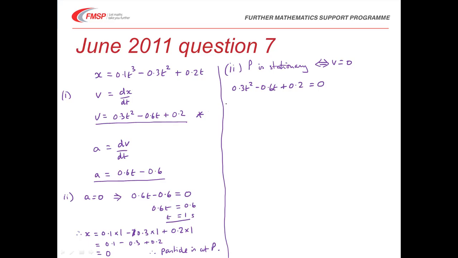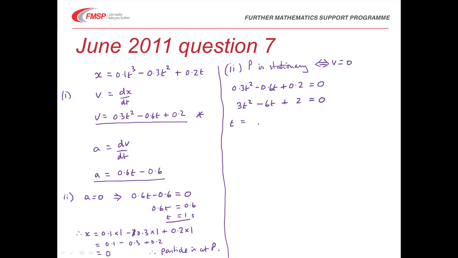I don't much like it with all the decimals in, so the first thing I'm going to do is multiply through by 10. 3t squared minus 6t plus 2 equals 0. And I did that in the hope it would factorise, but I have tried and it doesn't factorise, but at least it gives me whole number coefficients to put into the formula.